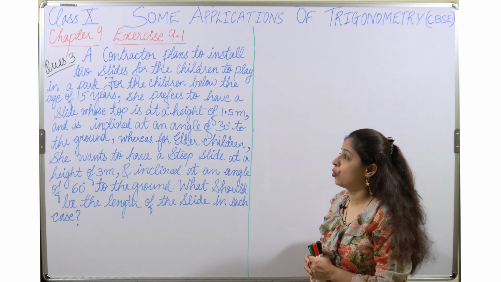In this case, we have not been given the figure. So the first step is to draw the figure. Now the contractor was making the slides in the park. She wanted two different slides: one slide for the age group below 5 years and one slide for the age group above 5 years.